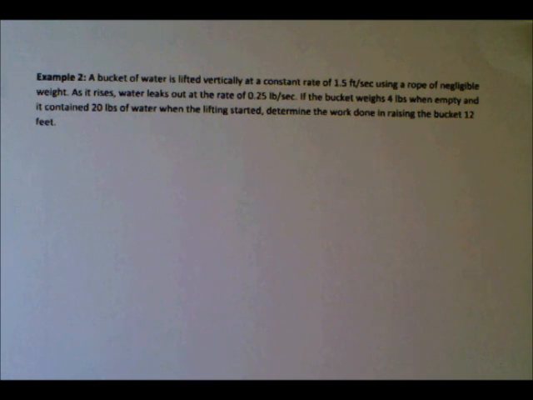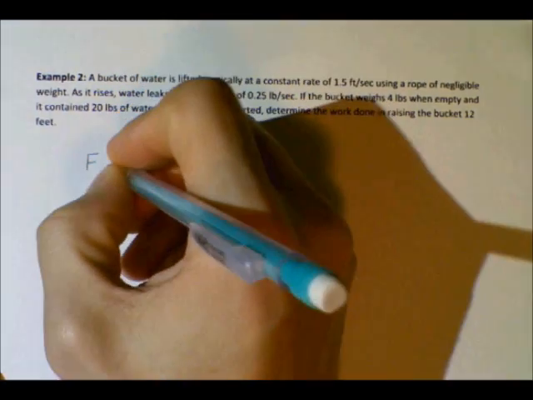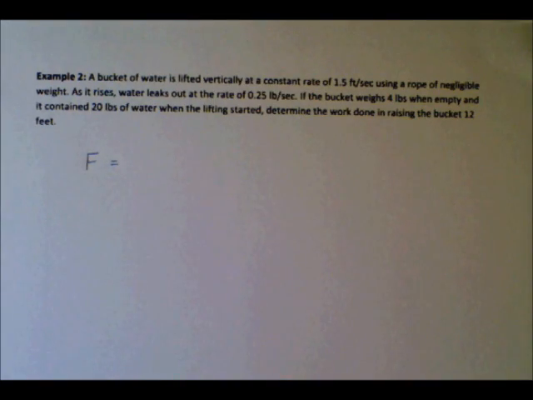Okay, well, what's the force in this case? The force is the weight of the bucket and the water that's in it at any given moment. And that force is going to be variable. When this process starts, when the bucket begins its journey upwards, the bucket weighs 4 pounds. There are 20 pounds of water in the bucket, so that's a total of 24 pounds.